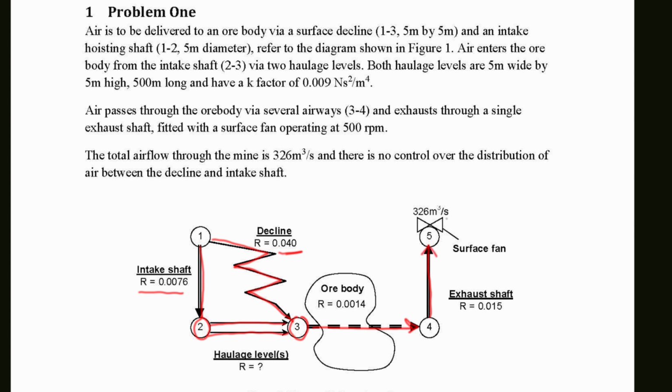An exhaust fan is fitted on the top of the exhaust shaft, pulling 326 cubic meter per second of air at the speed of 500 RPM. There is no control over the distribution of air between the decline and intake shaft. This means there are no other regulators, and the provided resistances in the intake shaft and decline are the actual values. Let's redraw this ventilation network and simplify it.